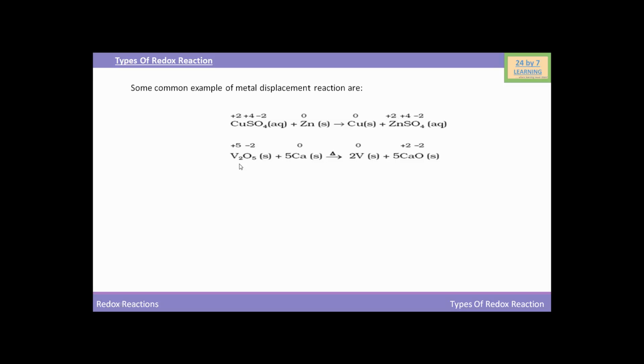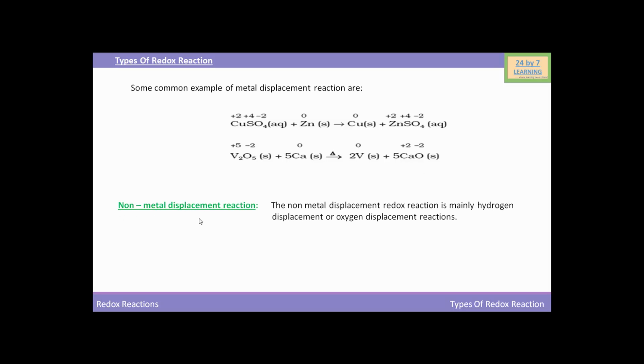Similarly, in the next reaction, when vanadium oxide V2O5 reacts with calcium, vanadium oxide is reduced to vanadium and calcium is oxidized to form calcium oxide. The oxidation number of vanadium becomes 0 from +5, while that of calcium becomes +2 from 0. So it shows that vanadium is reduced here and calcium is oxidized.